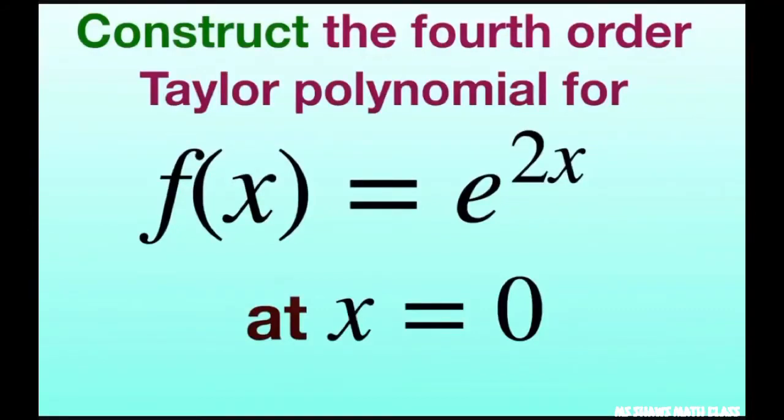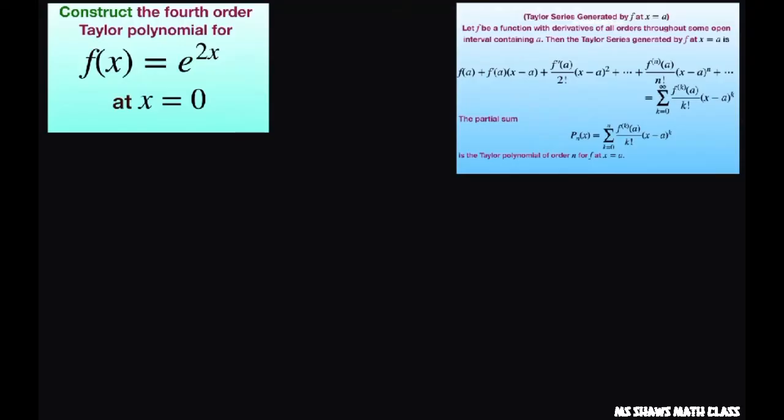Hey everyone, we're going to construct the fourth order Taylor polynomial for f of x equals e to the power of 2x at x equals 0. So we're going to use our Taylor series formula and go ahead and take derivatives. We have the fourth order, so we have to take four derivatives.